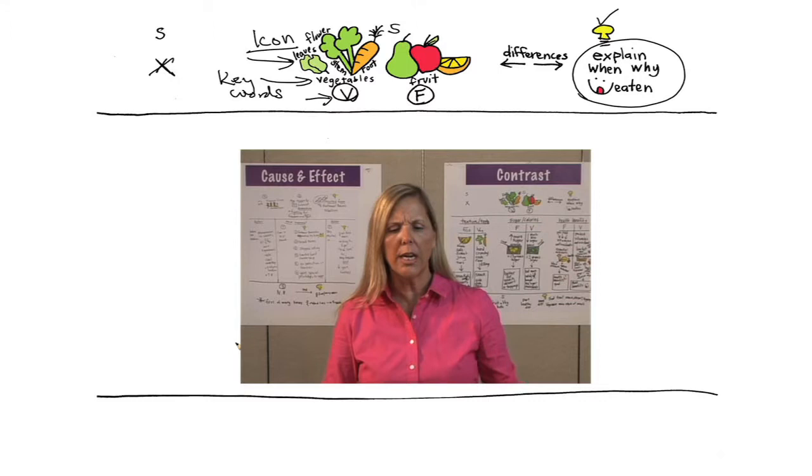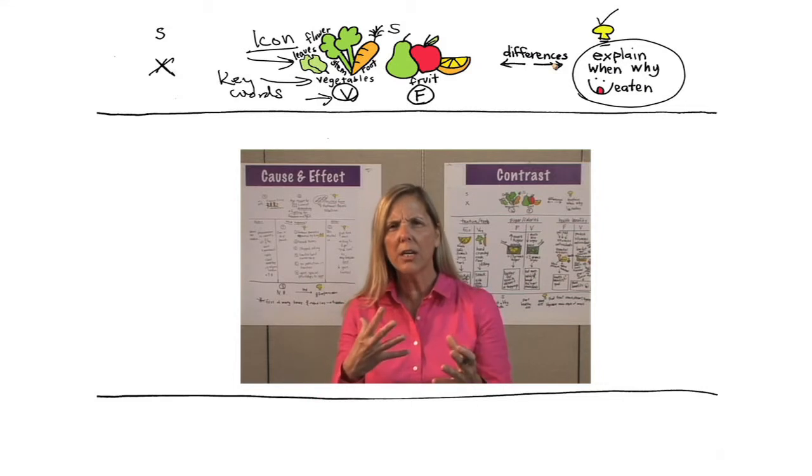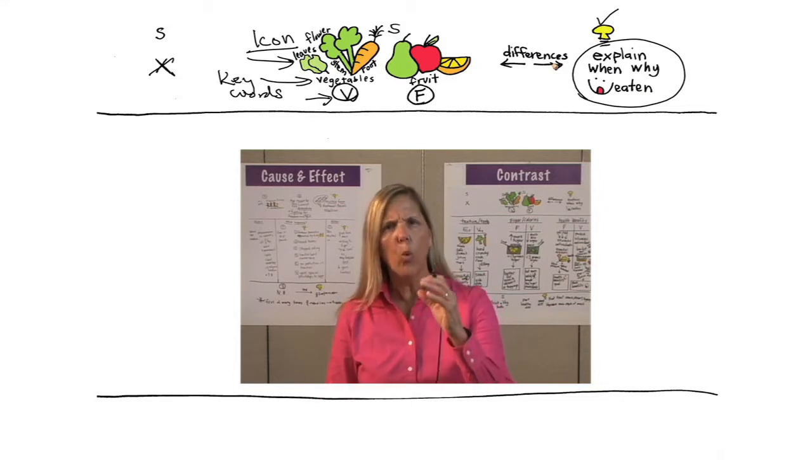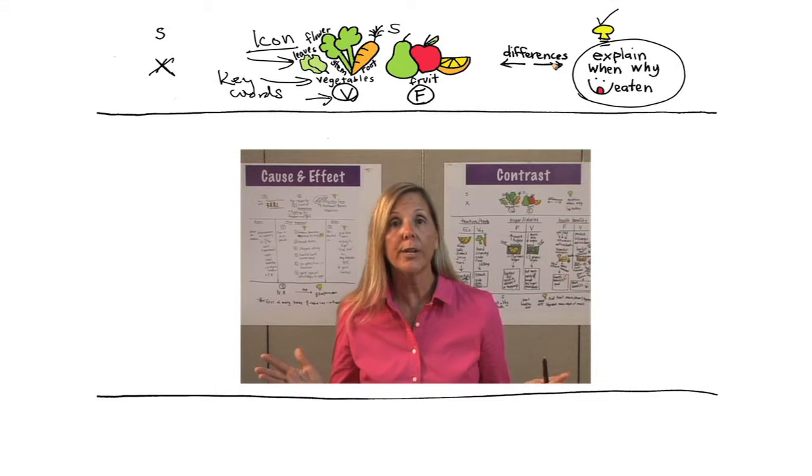So I'm looking at fruits and vegetables, and I'm looking at their differences to show when I would eat them and why I would eat them. What attributes am I looking at when it comes to choosing them for my diet? To have a healthy diet, I have to look at how many calories are in these different types of fruit.